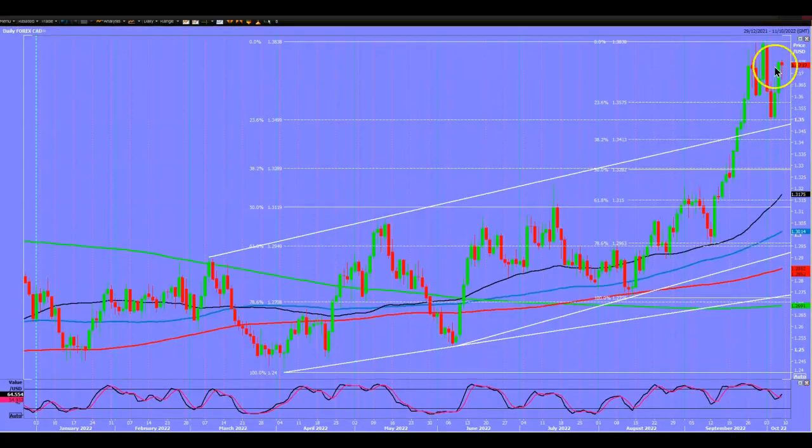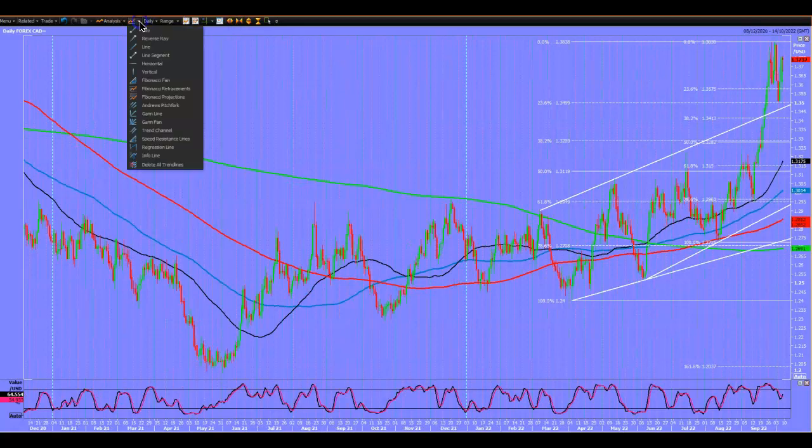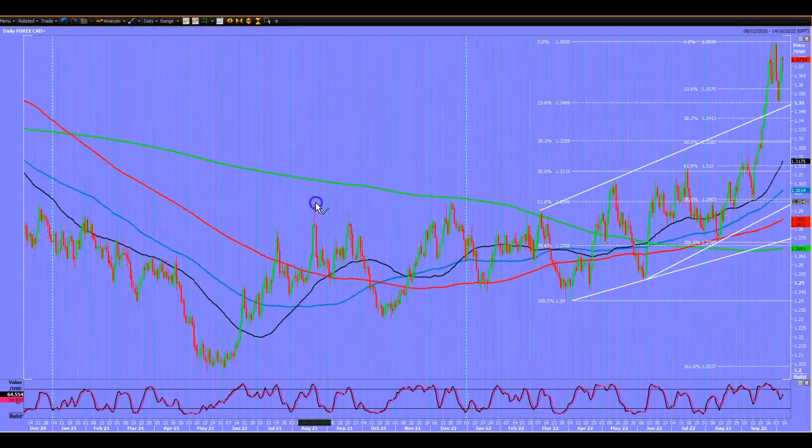So again, I think this is just consolidation. Maybe not really a bull flag, is it? But I think it's a consolidation before we break higher. We've only just really broken out of a big sideways pattern. So I do think that this is only the beginning of this bull move for the dollar versus the Canadian.